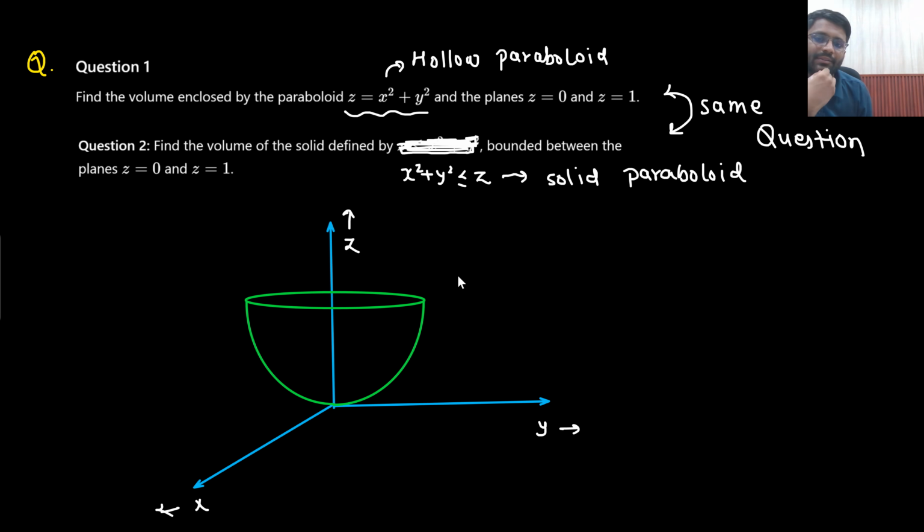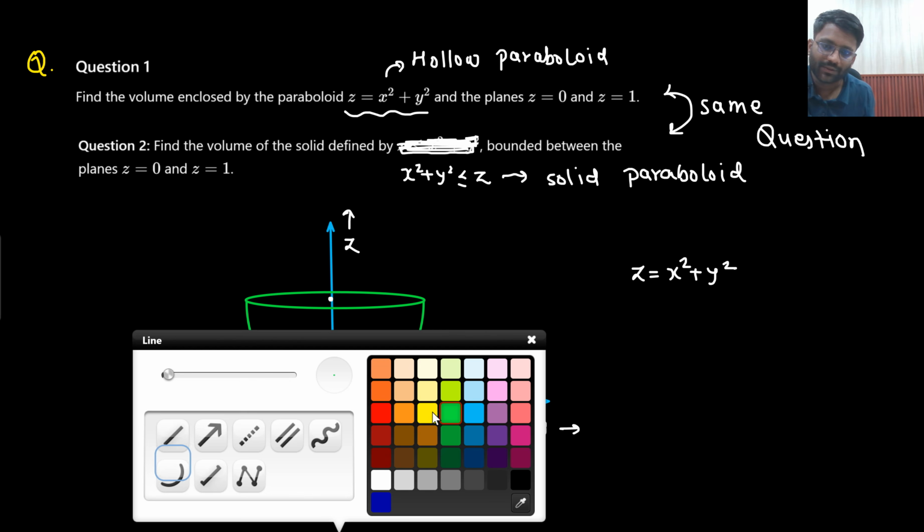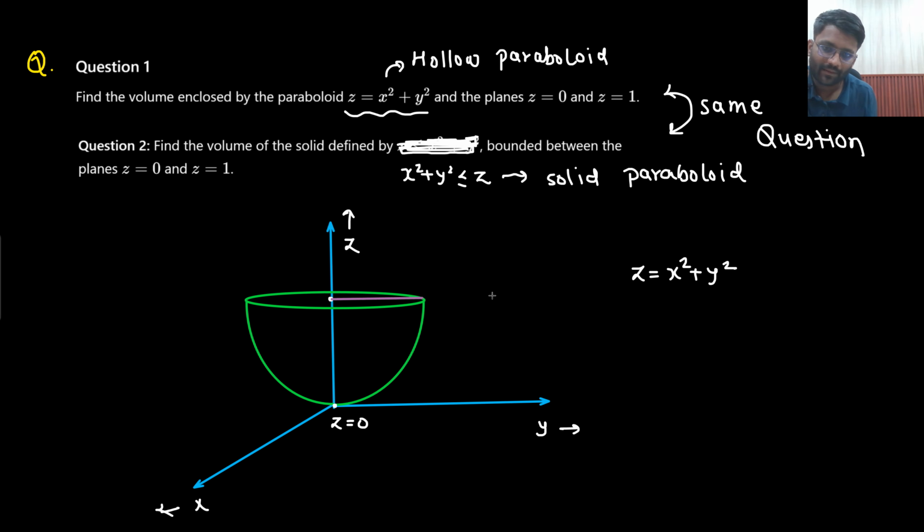So z equals x square plus y square, right? Although it will extend till infinity, they are asking between the planes z equals 0 and z equals 1. Between them we need to find the volume.